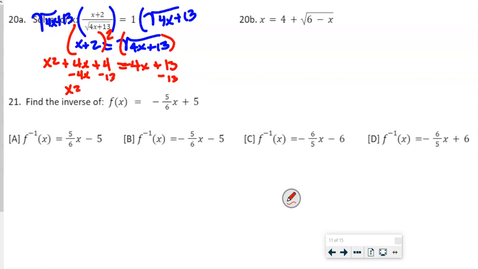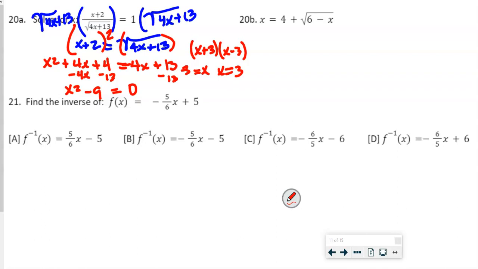So that's going to give us x squared minus 9 equals 0. So the factors of that are going to be x plus 3 and x minus 3. We're going to set both of those equal to 0. So this would be x equals negative 3, and this would be x equals 3. Now recall that you got to check these, right?